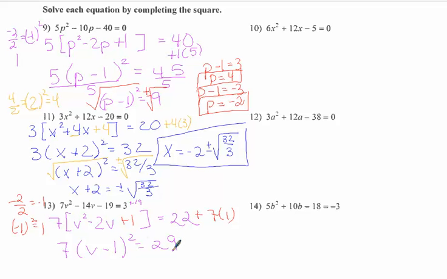I'm going to divide both sides by 7. 29 divided by 7. Then I take my square root, giving me my plus or minus. So it ends up being v minus 1 equals plus or minus the square root of 29/7, or v equals 1 plus or minus the square root of 29/7.